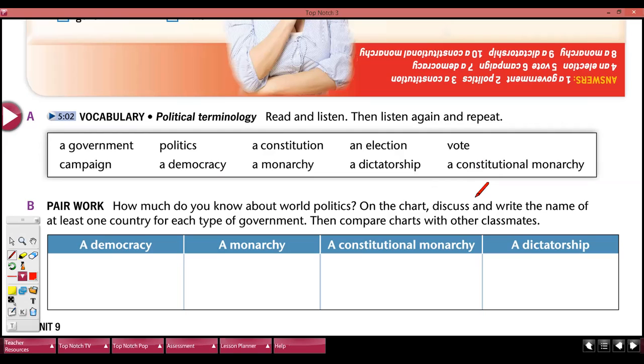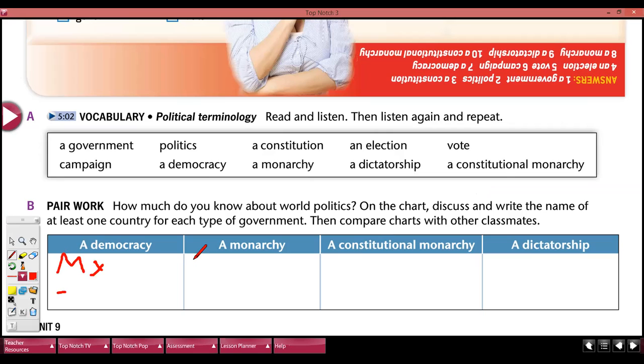All right, so those are some of the words that we're gonna see a lot during this unit. Now, a little warm-up exercise, letter B. How much do you know about the word politics? On the chart, discuss and write the name of at least one country for each type of government. Then compare the charts. For democracy, where we live in Mexico, so that will be one. You have to mention another one.